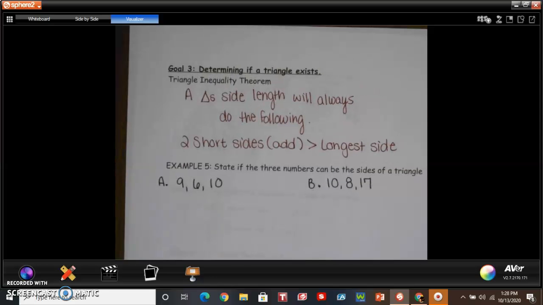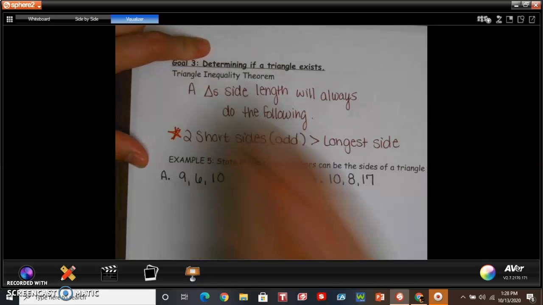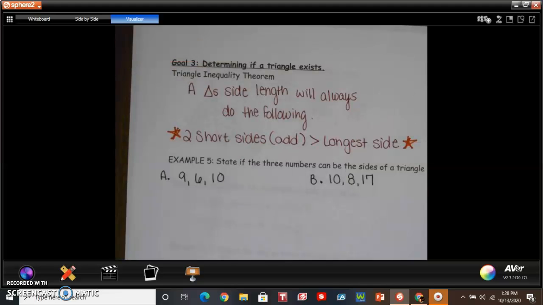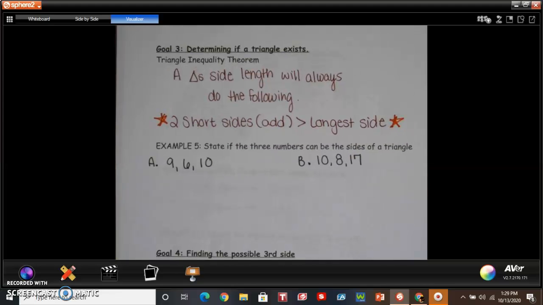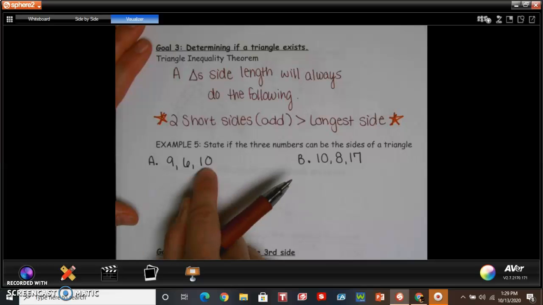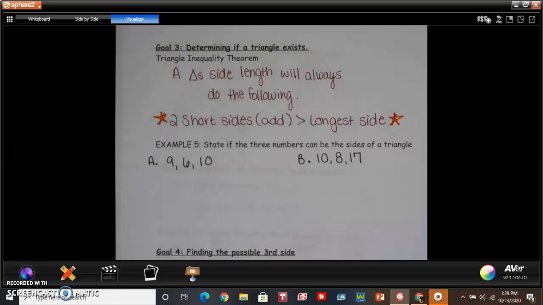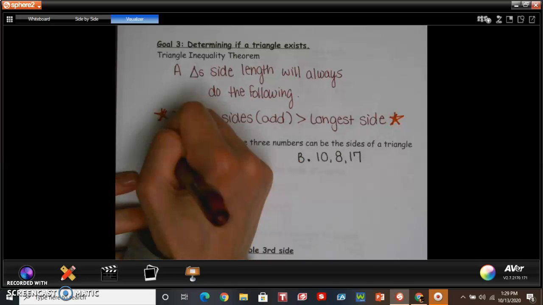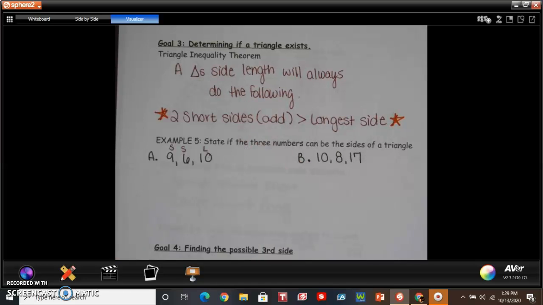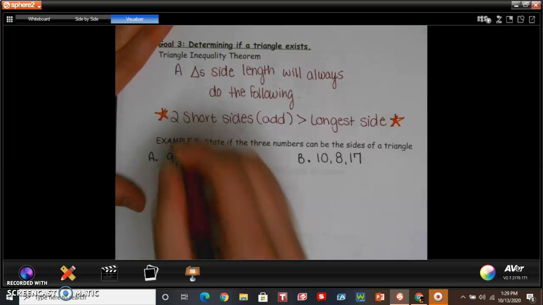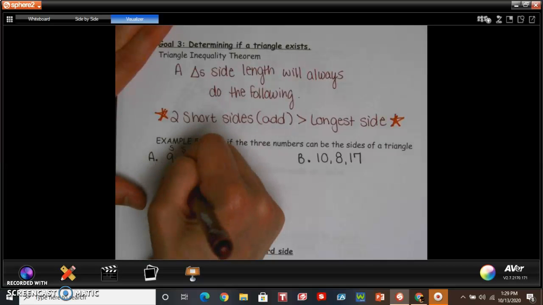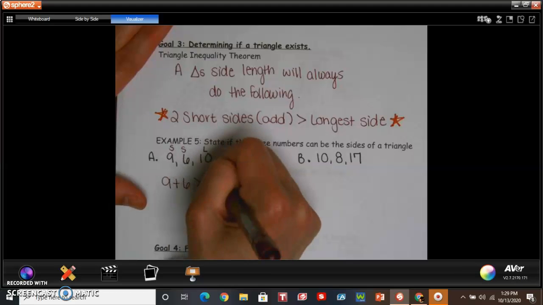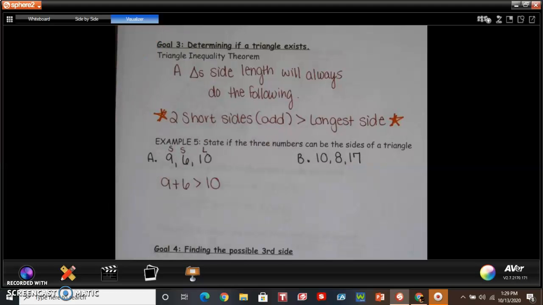Alright, so this is very important here. This is what we are fixing to do to determine if a triangle exists. So what I like to do is I like to take my 3 sides I'm given. For example, 5A, we're given 9, 6, and 10. I put S's with my small numbers and an L with my longest. So my longest is 10, and these are my 2 short ones. So what needs to happen here is we need to take 9 plus 6 needs to be greater than 10. Well, what is 9 plus 6?